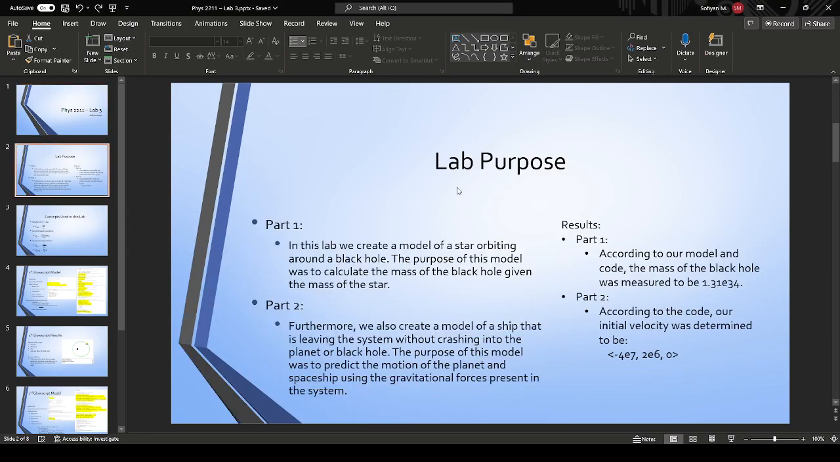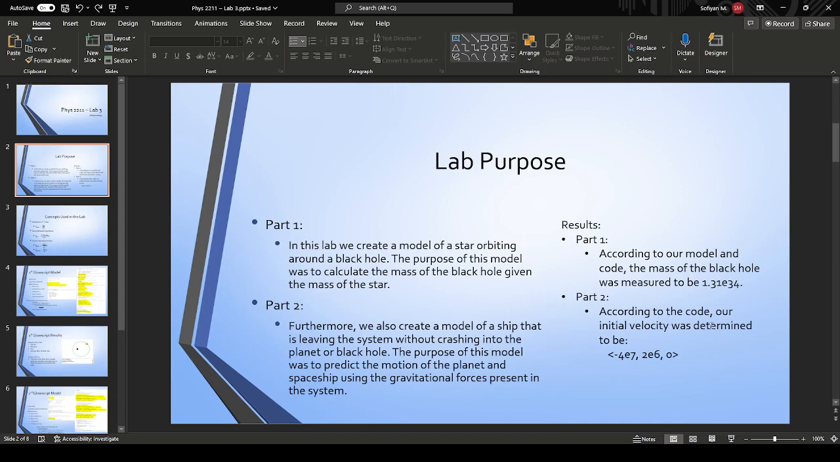So the purpose of this lab, we've got two parts. For the first part, we create a model of a star orbiting around a black hole, and the purpose of this model is to calculate the mass of the black hole once we are given the mass of the star. The result of this part was that the mass of the black hole was measured to be 1.31 times 10 to the 34th. For part two, we create another model, this time of a ship leaving the system of a planet and a black hole without crashing into either of them. The purpose of this model is to predict the motion of the planet and the spaceship using gravitational forces that are present in the system.